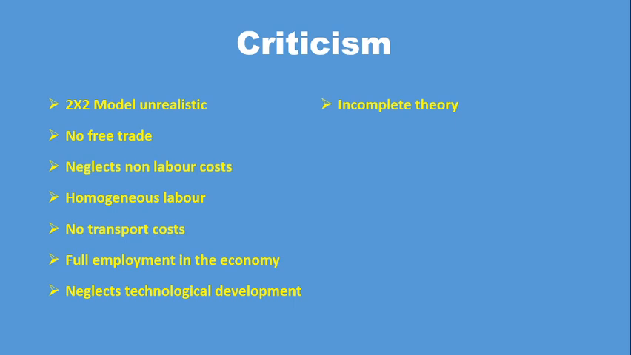This theory is considered an incomplete theory because it considers only the supply side of international trade and completely neglects the demand side. It assumes demand as a given factor. Next is factors of production used in fixed proportions. In fact, labor is used in variable proportions in the production of commodities.